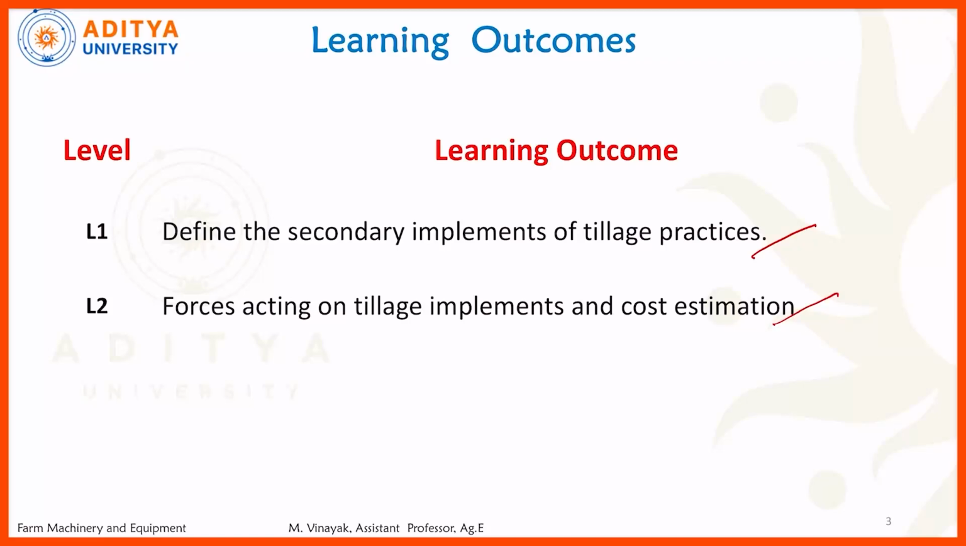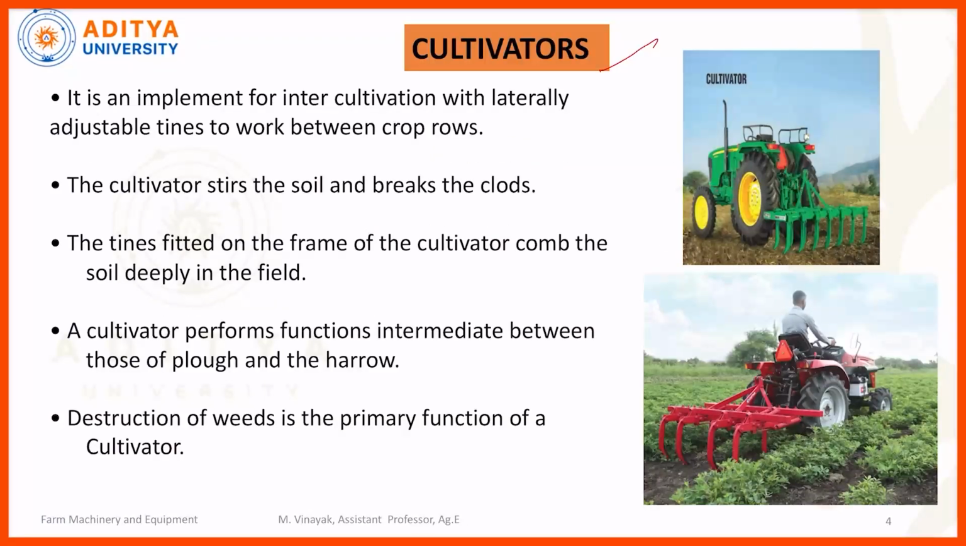Okay, the first topic is the cultivator. It is an implement used for intercultural operations, with laterally adjustable tines to work in between the crops. Before going into detail, we can classify cultivators into two types. The first one is the rigid tine cultivator and the other is the spring tine cultivator. You can see the image: this one is a rigid tine cultivator, and this one is a spring tine cultivator.